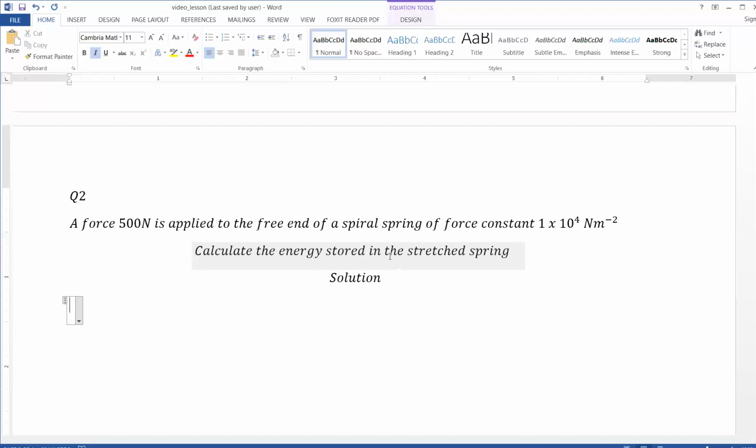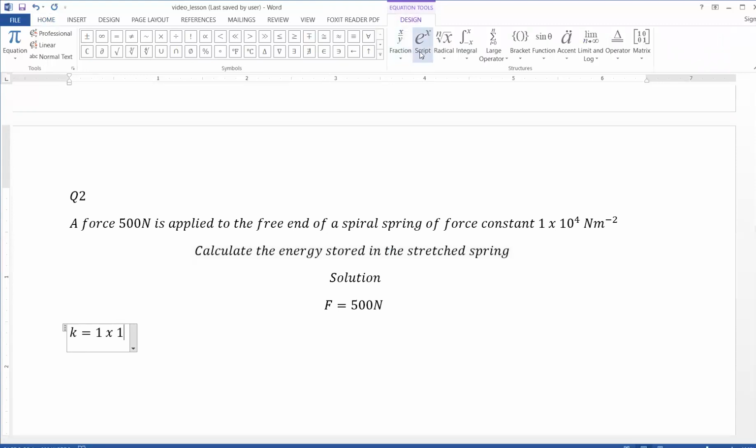So as usual, the first thing you do is to declare your data. In this question, F is 500 Newton. Now, the next thing we're given is the force constant, that's our K value, as 1 times 10 to power 4 Newton per meter.